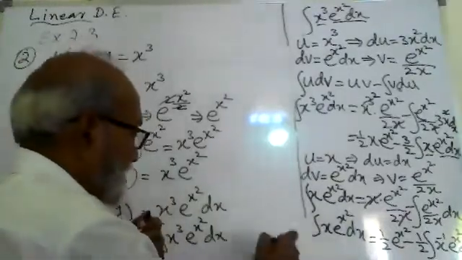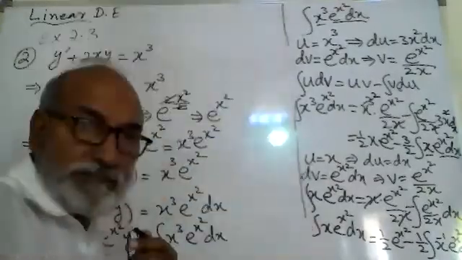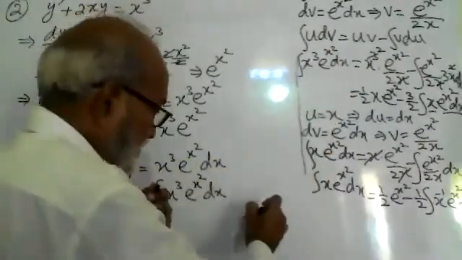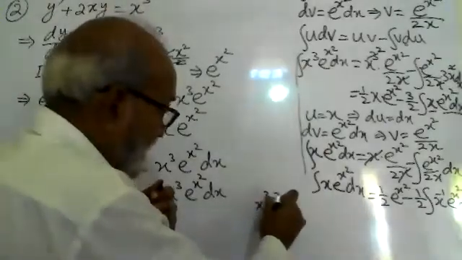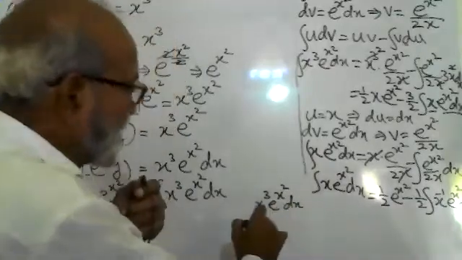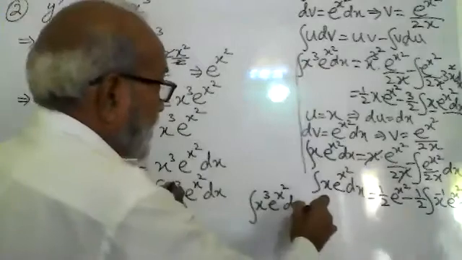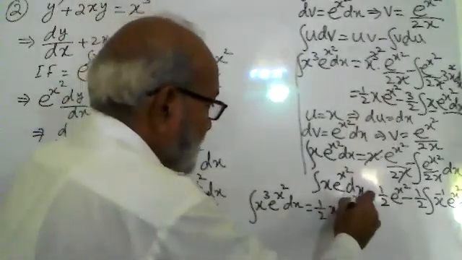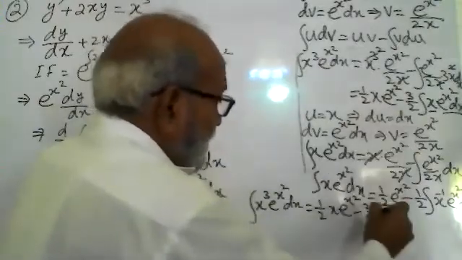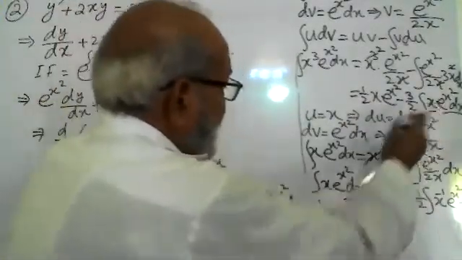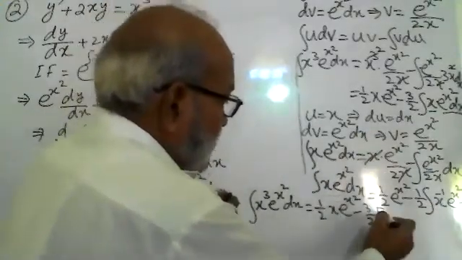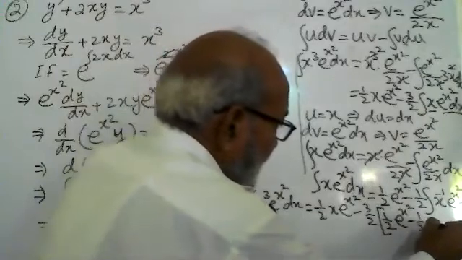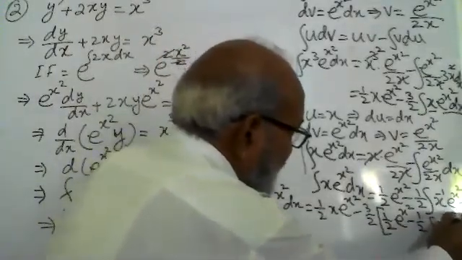So therefore, from here if I start, integral x cube e raised to power x square dx will be equal to 1 over 2 x e raised to power x square minus 3 over 2, then the whole integral x e raised to power x square will become 1 over 2 e raised to power x square minus 1 over 2 integral x raised to power minus 1 e raised to power x square dx.